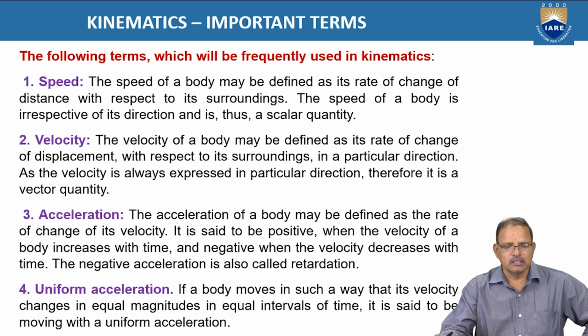Velocity. Velocity of a body may be defined as the rate of change of displacement with respect to its surroundings. It is having some particular direction, hence it can be represented both in magnitude and direction, hence it is known as a vector quantity.